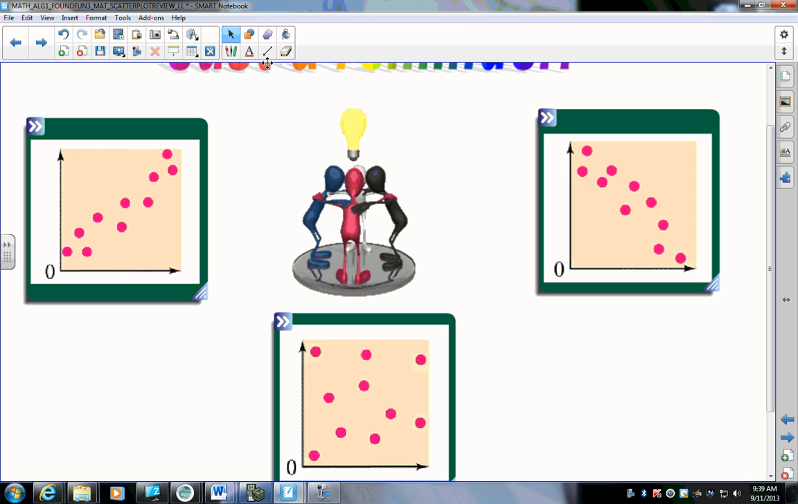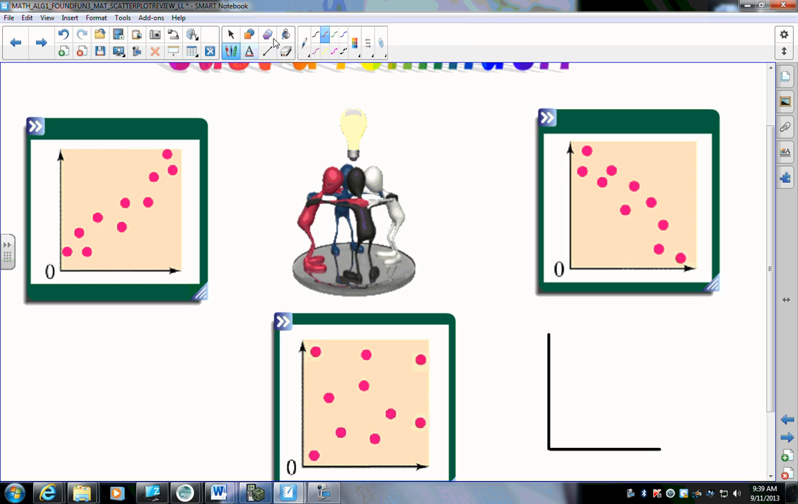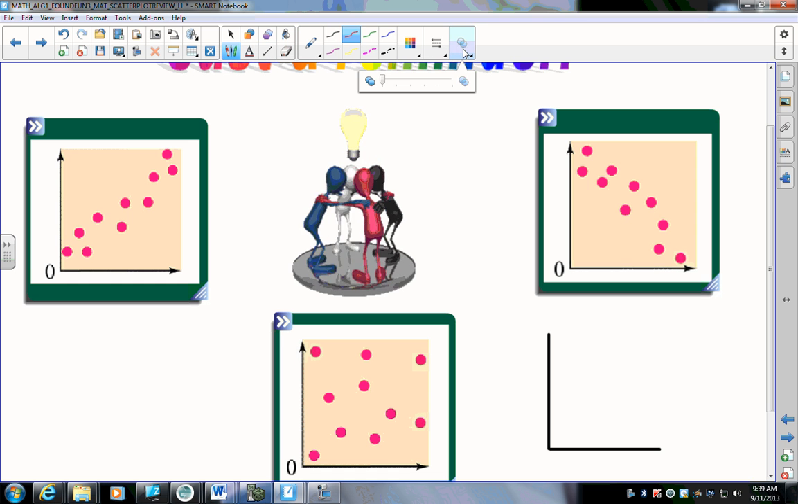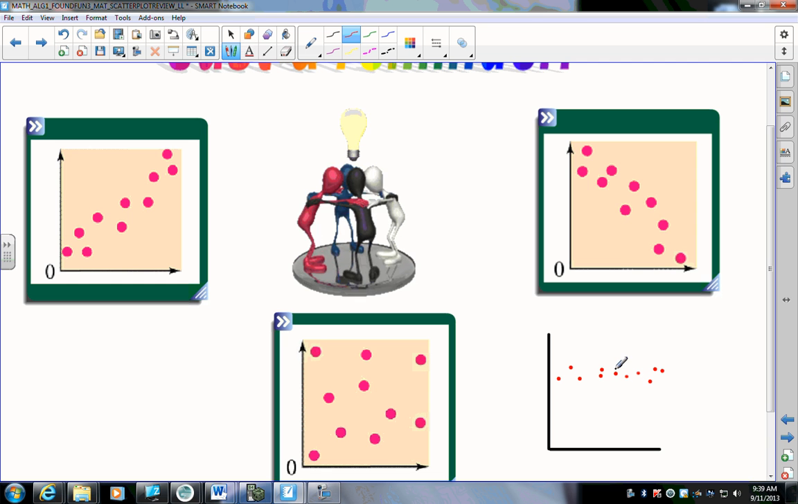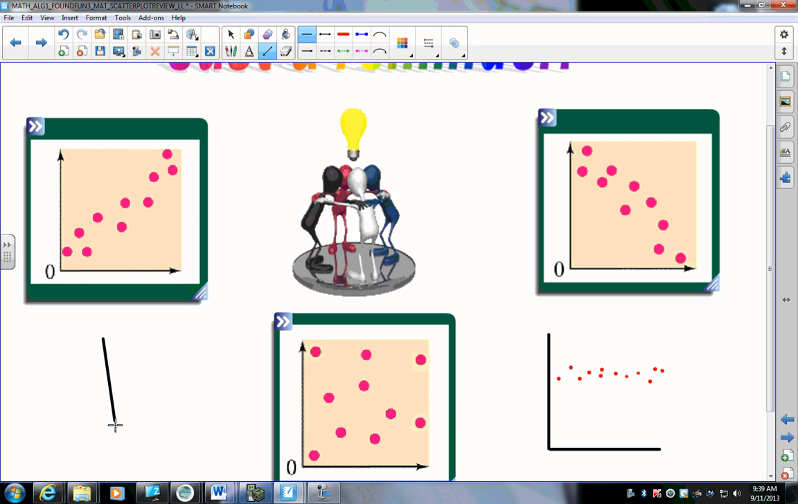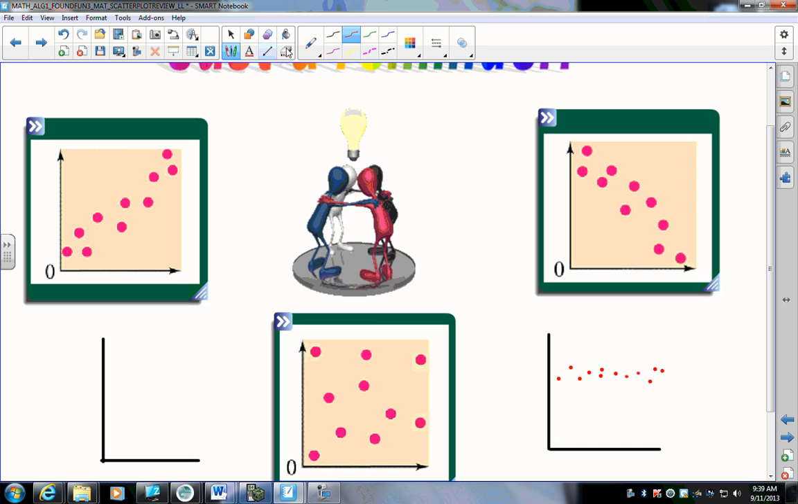Another example of no correlation, I'll draw that on here. Like this right here. This looks like a straight line, a horizontal line. That's not going up and it's not going down. That's no correlation as well. Another example of no correlation that you could see is if data just goes straight up and down and it looks like it's a vertical line.